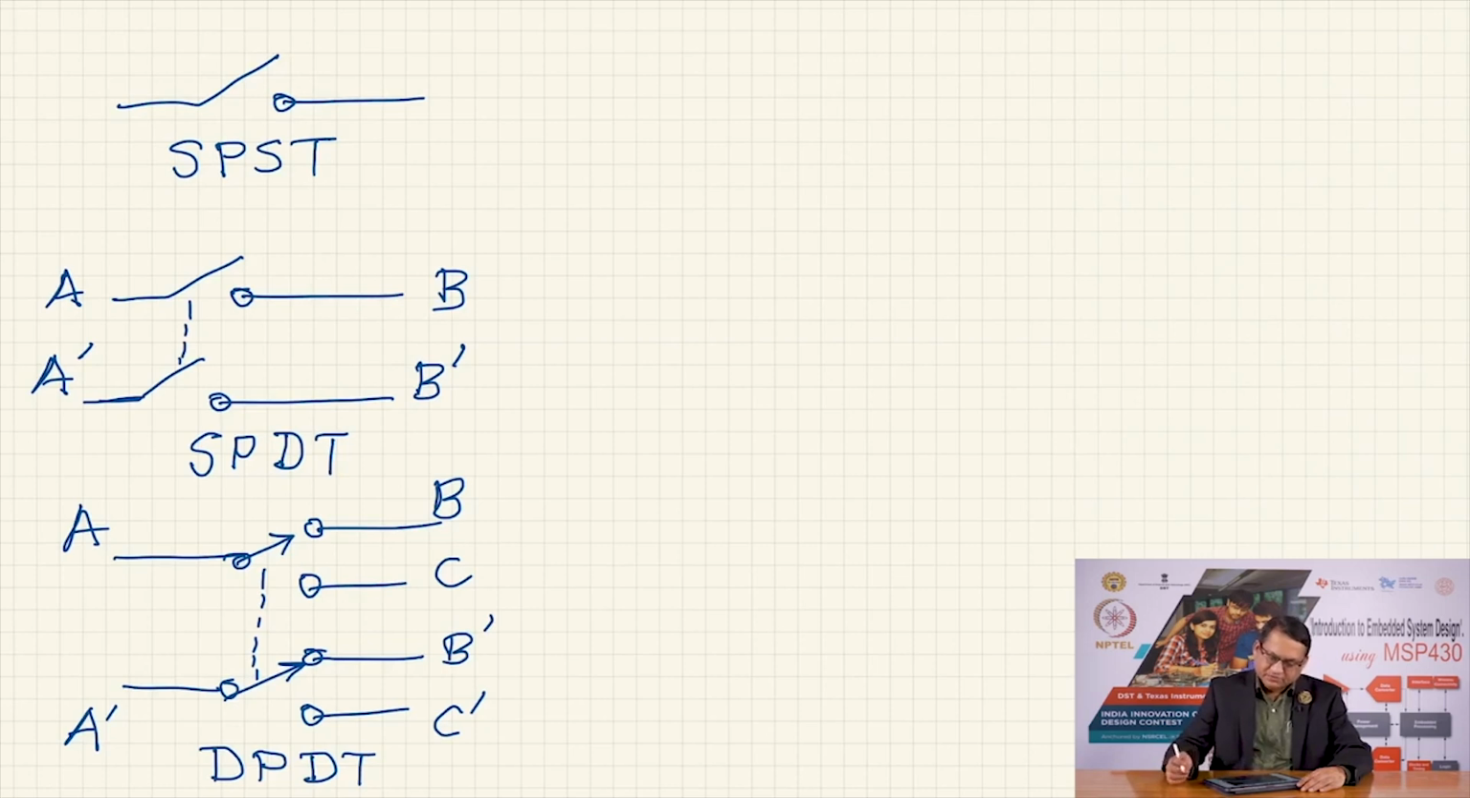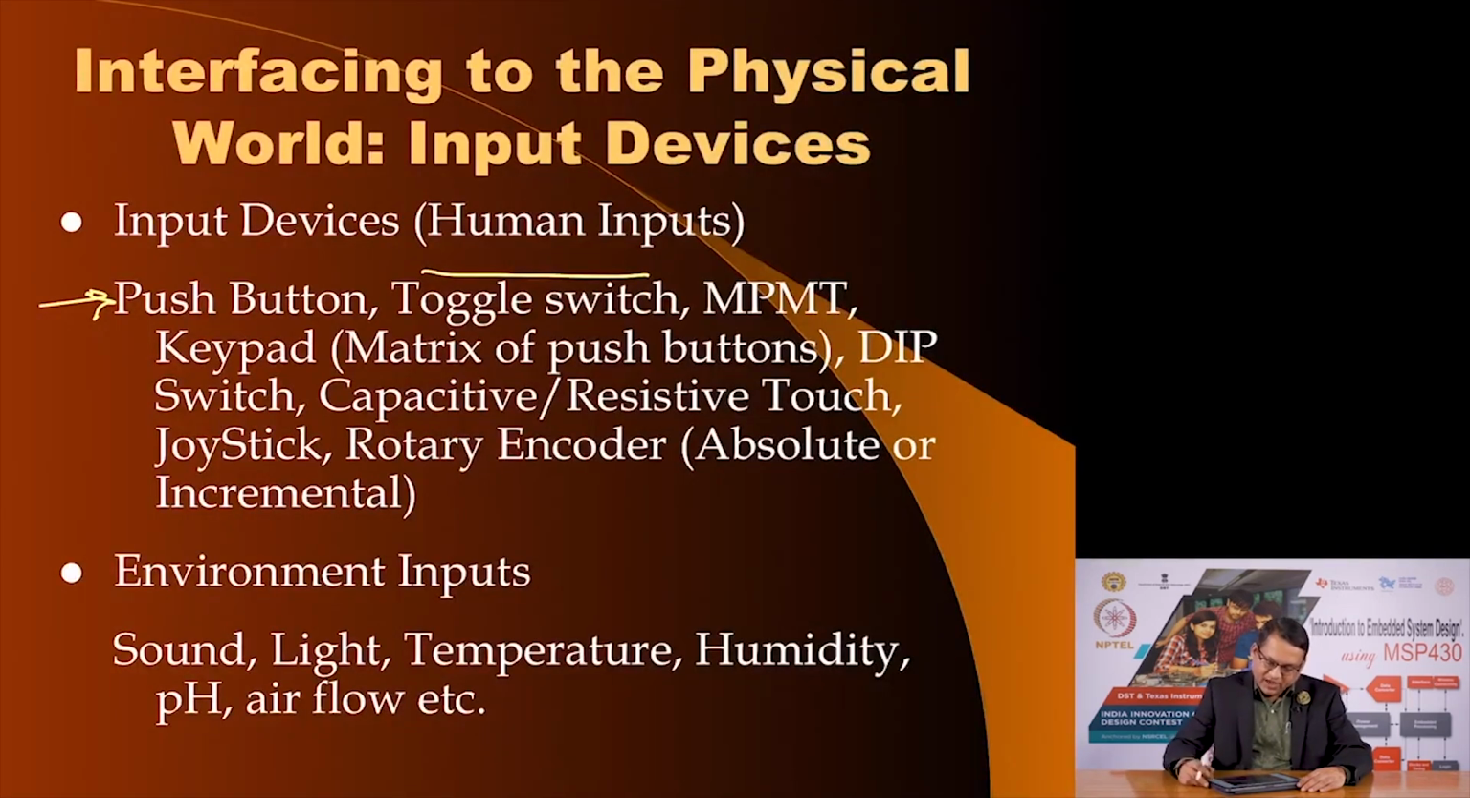Let us go back. Similarly, we have a dip switch. I will momentarily show you what a dip switch is. We have some pictures. Humans may interact with embedded systems through capacitive and resistive touch, through a joystick, which is nothing but a combination of switches, so that it gives you up, down, left, right and maybe a center position which you can engage.